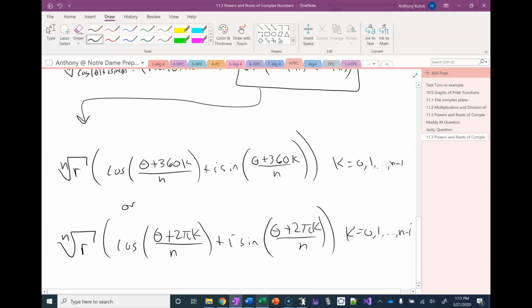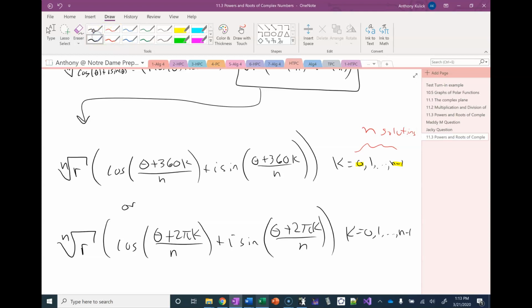So what we're saying here then is that the number of solutions is going to be the same as the number of values we can express for k. So if k goes from 0 to n minus 1, that's n solutions, or n values that we're going to have for any nth root.